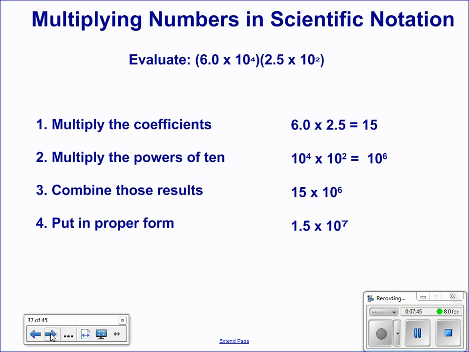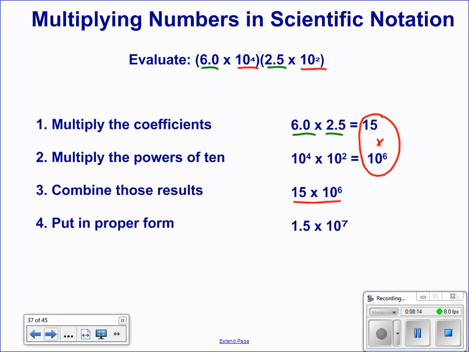They're going to multiply the coefficients. 6.0 times 2.5 is 15. We're going to multiply the powers of 10: 10 to the 4th times 10 to the 2nd. We add the exponents and get 10 to the 6th. Combine them together, it's going to be 15 times 10 to the 6th, so I get that right here.